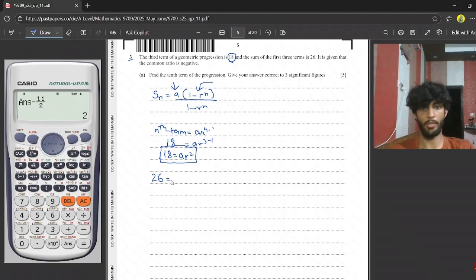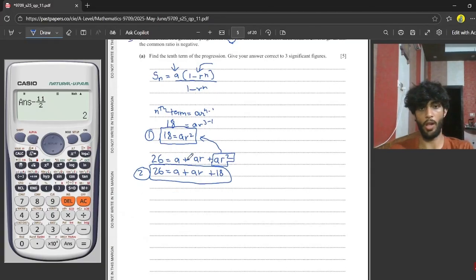They say the sum of the first three terms is going to be 26, so that means 26 is going to be the sum of a plus ar plus ar squared. And we already know what this guy is going to be, because a multiplied by r raised to the power 2, we already know that's going to be 18. So 26 is equal to a plus a times r plus 18. Now what we have over here is two equations, two unknowns. This is the first one, this is the second one, and as I said, we will be solving this simultaneously.